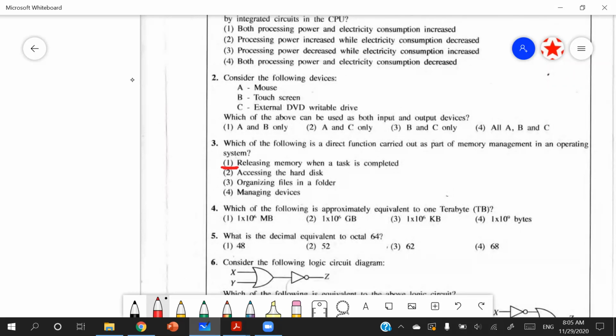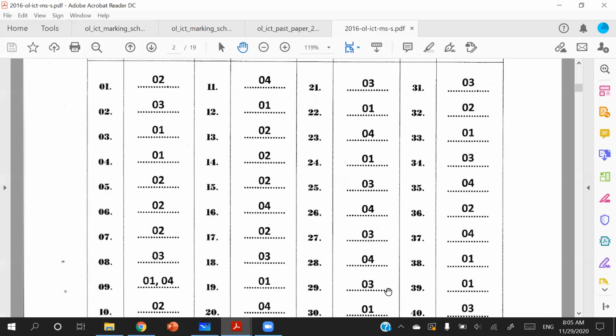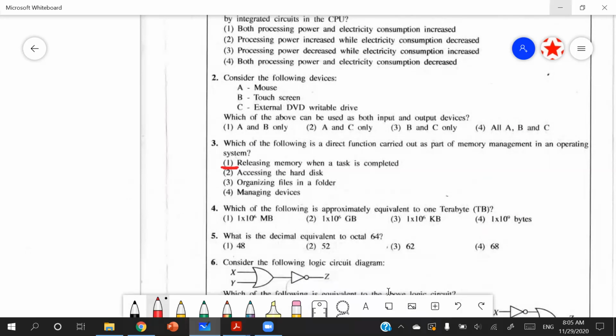So when they talk about memory, it's regarding memory related tasks, right? Accessing the hard disk and organizing files in a folder are regarding storage, not memory. So the first one is going to be the answer for the third question. So yes, in the marking scheme, this is the same.